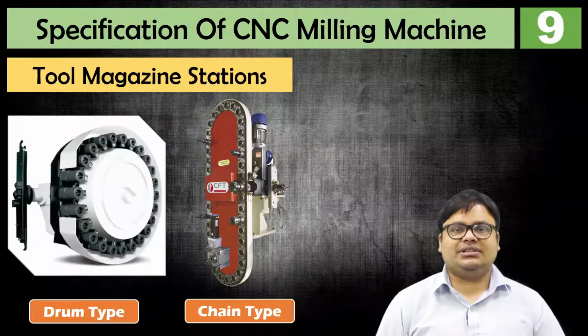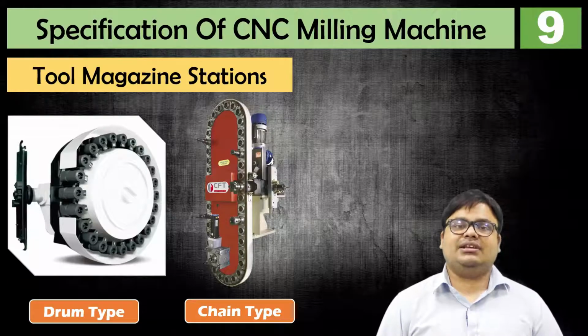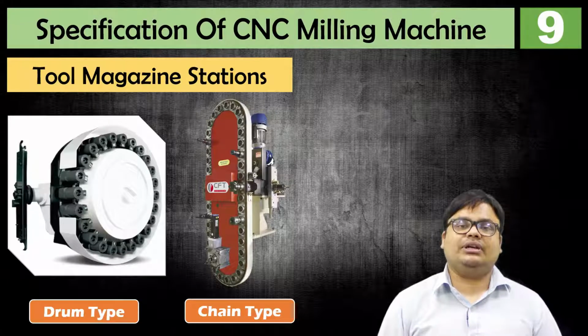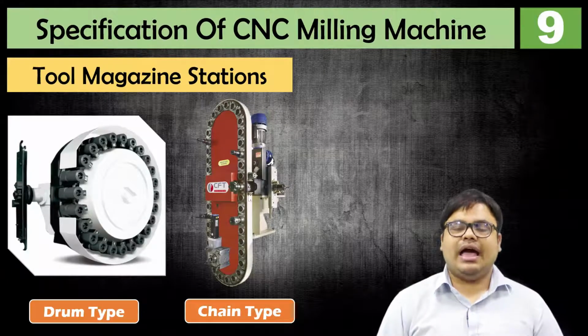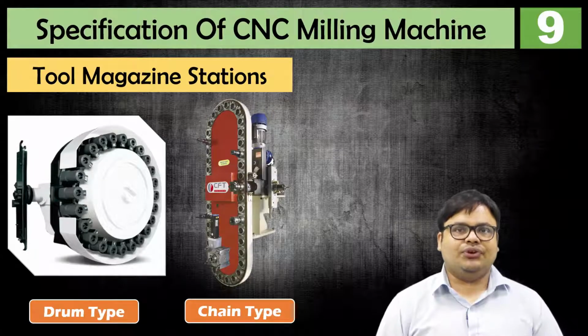So a machine has which type of tool magazine stations, and what is the maximum number of tools that can be put in it, we should also be aware of. That is the specification of CNC milling machine, 9th one. Then moving to the 10th one.